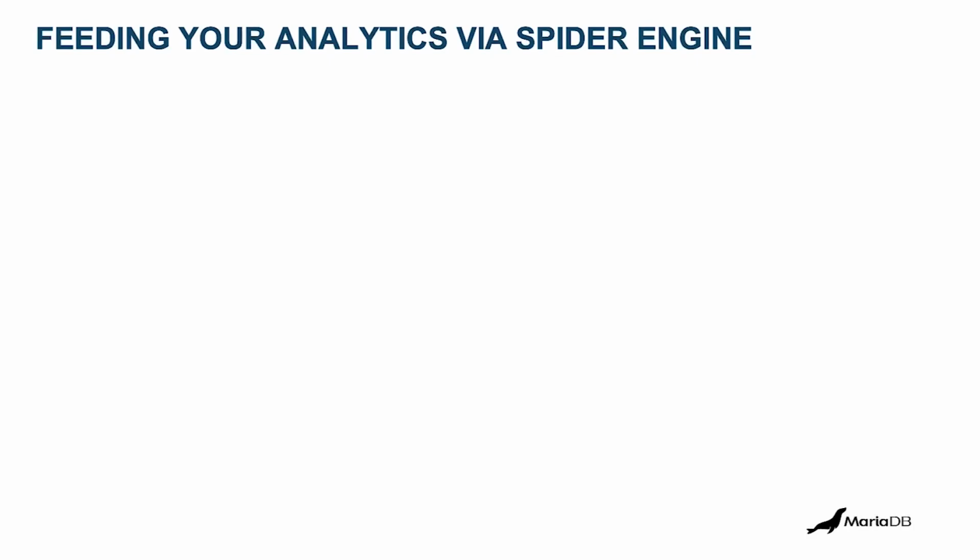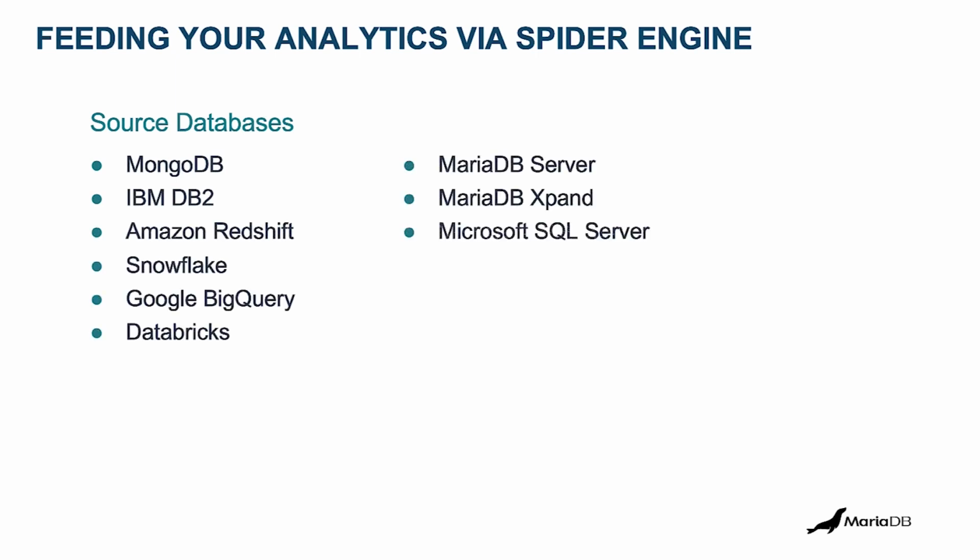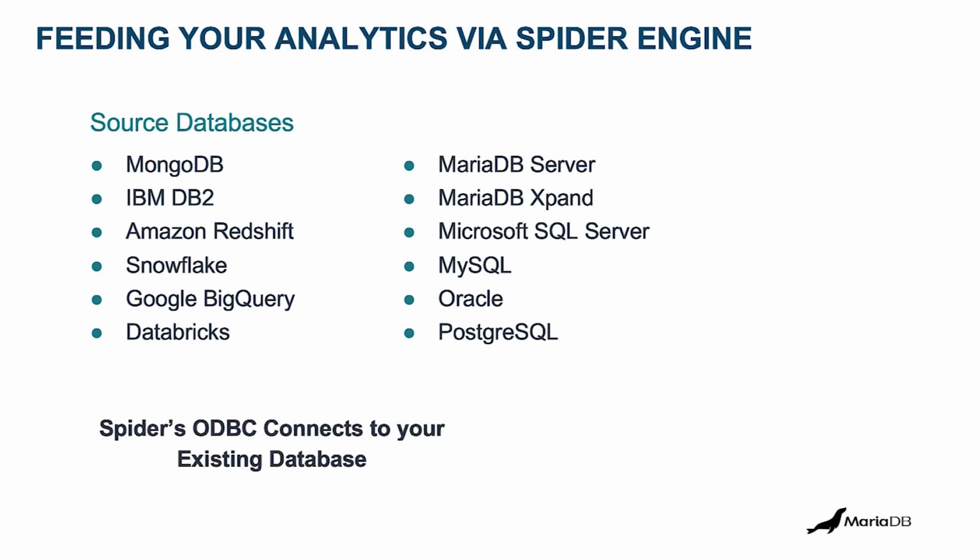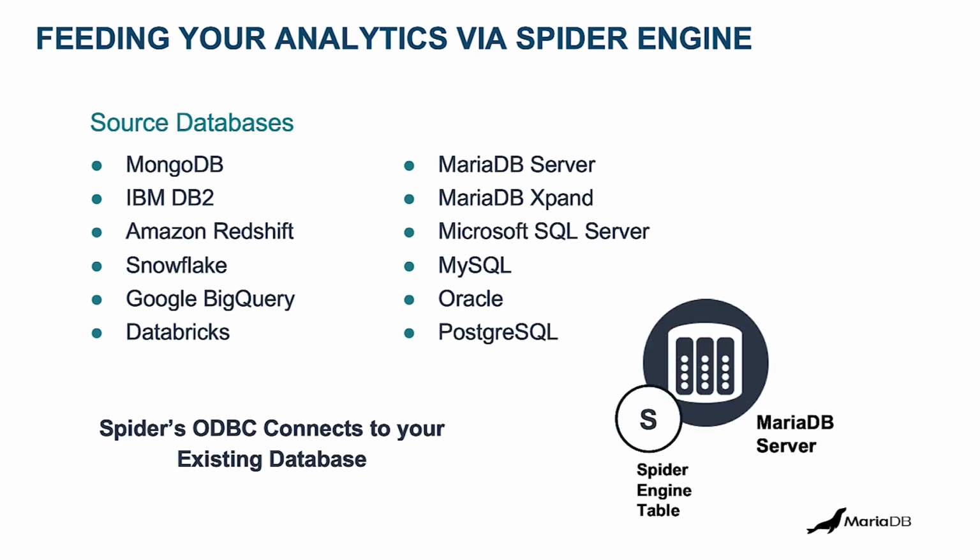So let's talk about how to feed your analytics with that Spider engine. Your transactional source database can actually be a number of different databases: MongoDB, Databricks, MariaDB Server, MariaDB Xpand, which is what our demo will go into, Microsoft SQL Server. It can be any of these things because Spider Engine just uses ODBC to connect to whatever database you're currently using. It's a plugin engine that just sits on MariaDB Server as an add-on and can link to your source database. For the demo today, we'll be using the Columnstore engine and the MariaDB Xpand engine as our transactional source. So let's dive a little bit deeper into what distributed SQL Xpand is.